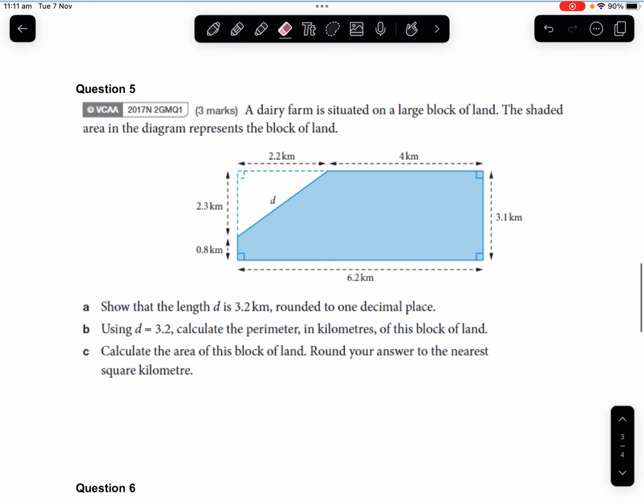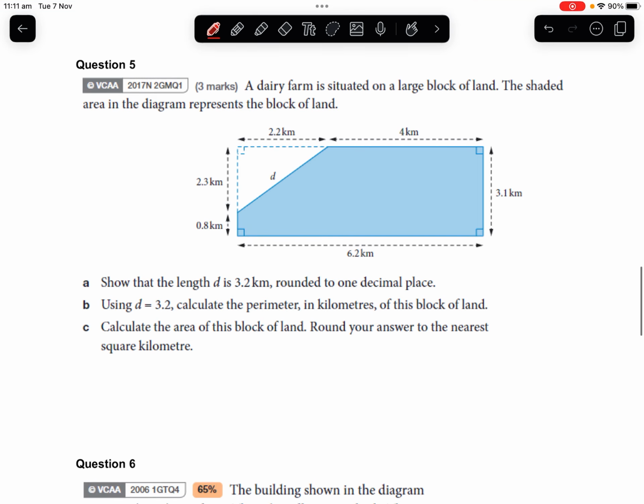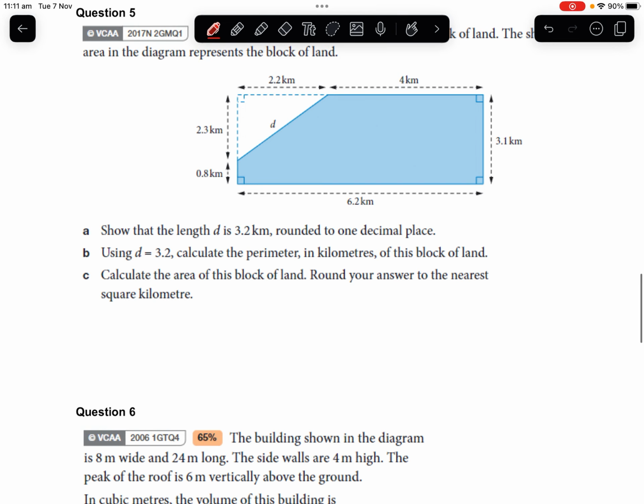Alright, let's do question 5 now. A dairy farm is situated on a large block of land. The shaded area in the diagram represents the block of land. 5a. Show that the length of D, which is right here, is 3.2, rounded to 1 decimal place.